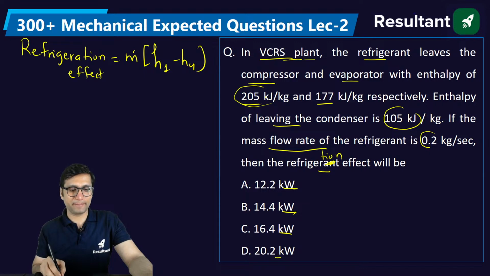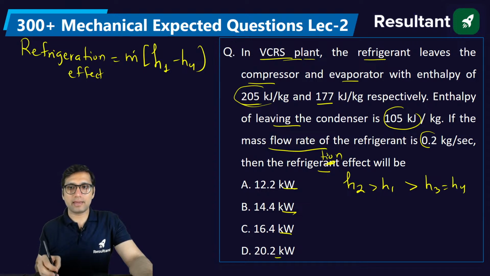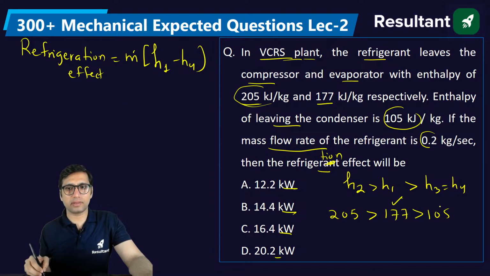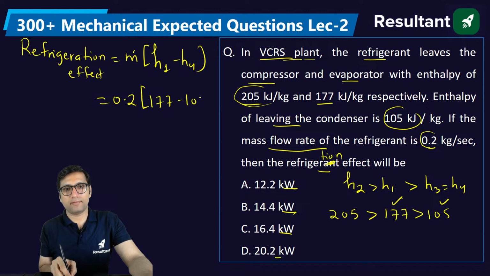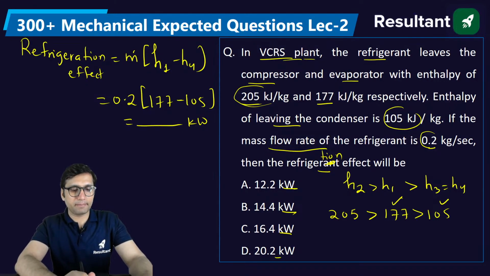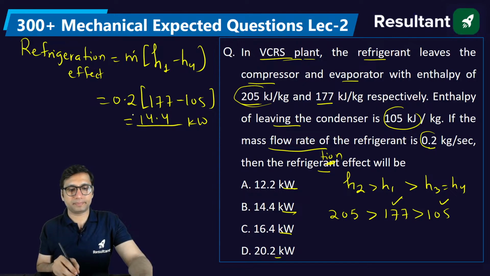There are three enthalpies given here. I told you a technique of how to understand which enthalpy is highest. So H2 is greater than H1 and H1 is greater than H3 equal to H4. Remember? So highest enthalpy is 205, that will be H2. Then 177 will be H1 and lowest is 105. Just put all the values here. You can understand that this is H1, this is H4. So mass flow rate is already given 0.2 and H1 is 177 minus 105. If you solve this, you will get directly the value in kilowatt. Are you getting this, everyone? Simple concept. If you want to know which enthalpy value is which, just remember this order. If you remember this order, you will not find any problem. Clear to everyone?